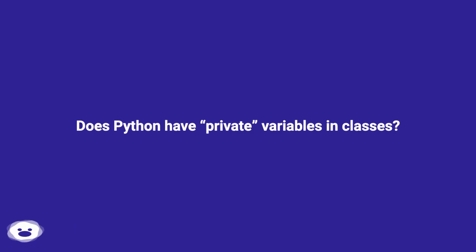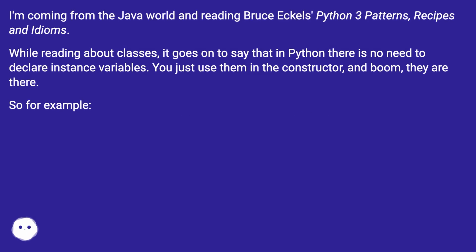Does Python have private variables in classes? I'm coming from the Java world and reading Bruce Eckel's Python 3 Patterns, Recipes and Idioms. While reading about classes, it goes on to say that in Python there is no need to declare instance variables. You just use them in the constructor, and boom, they are there.